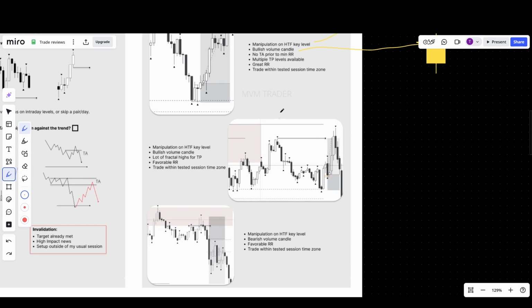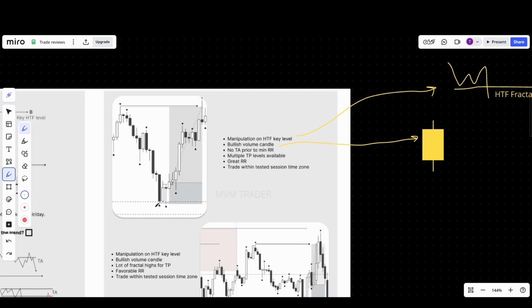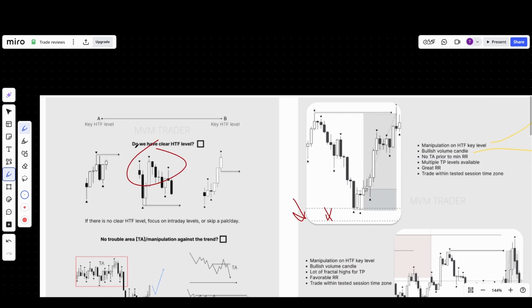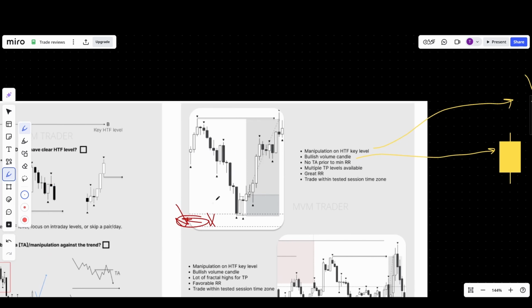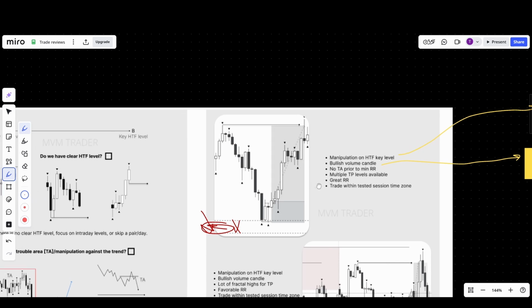I don't want to yap too much, you can check it out for yourself, but just to cover one example. So we have the higher time frame level, which I identified, and I'm looking for the setup. So manipulation on higher time frame level. Did I identify the high time frame level? Yes, I did. It's right here. So then what I'm looking for is some bullish volume candle, which we eventually have right here.